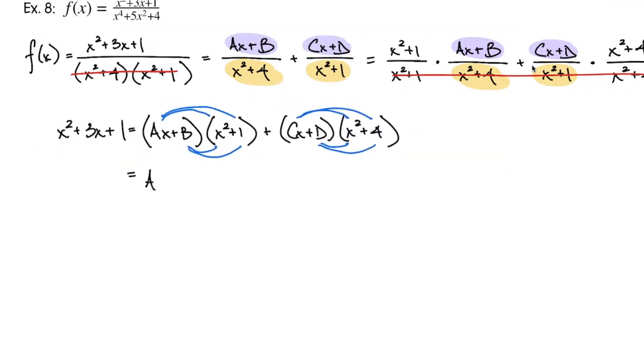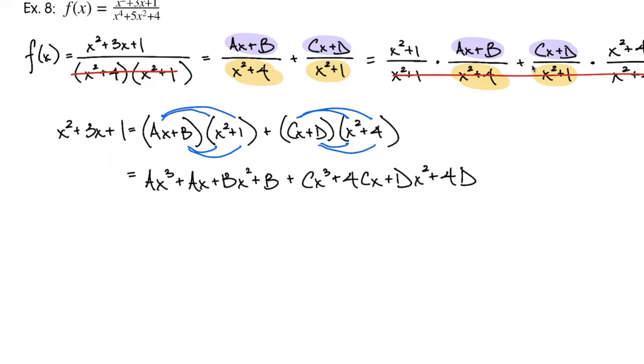So we get ax cubed plus ax plus bx squared plus b. That's the first one. Plus cx cubed plus 4cx plus dx squared plus 4d. And on the other side, I'm gonna bring down that.